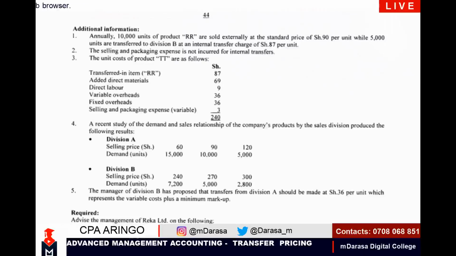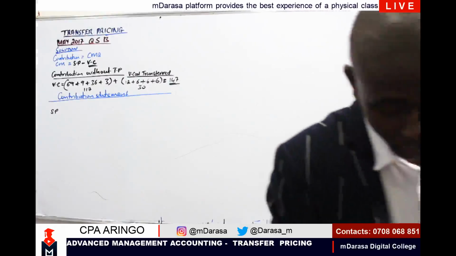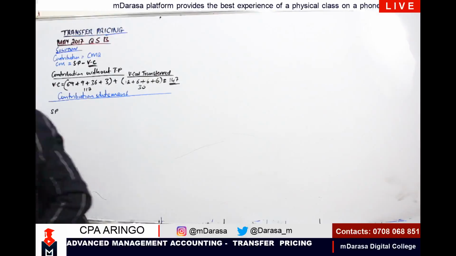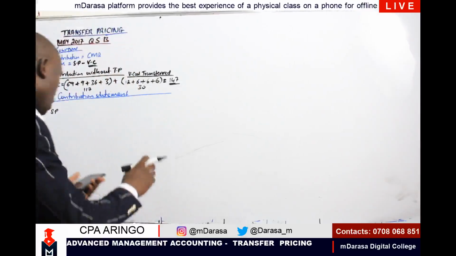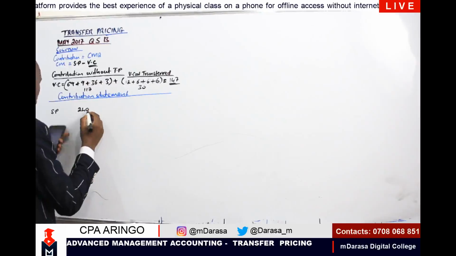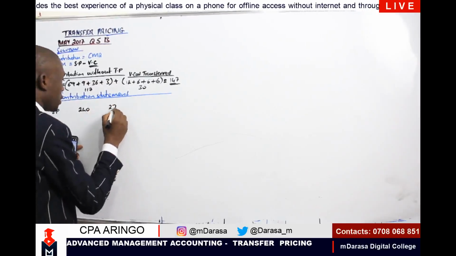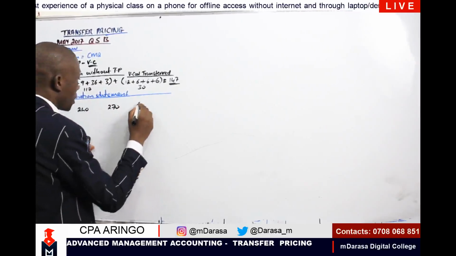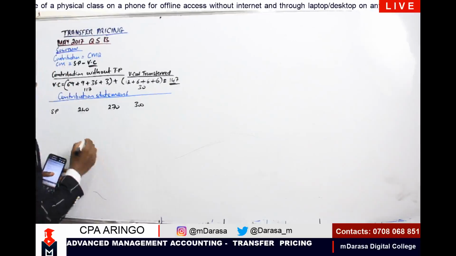Go to note number 4. Consider division B, because our area of concentration, we've said our focus will be on the receiving division. So the selling price is there, and I'm also given our demand units. So that is what we'll be taking. Therefore, we were given selling prices of 240 for the first one, 270 for the second one, and 300 for the third one, right?